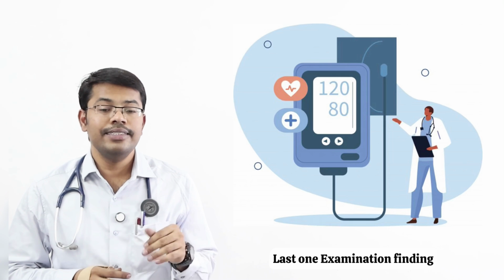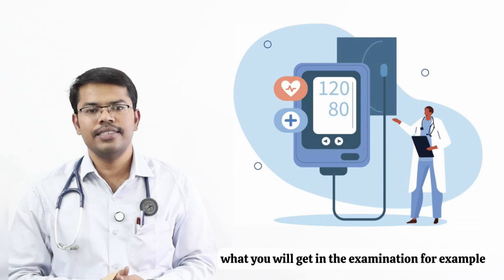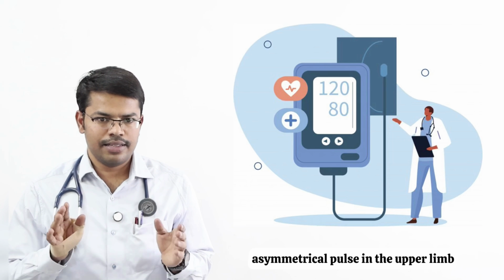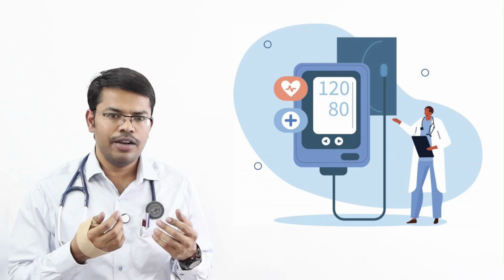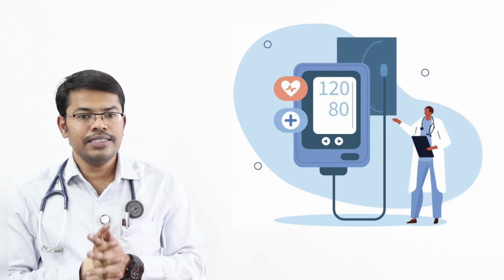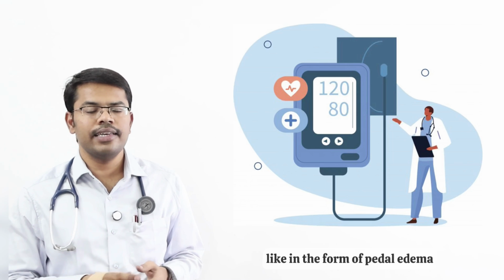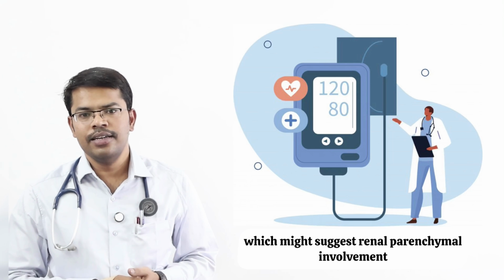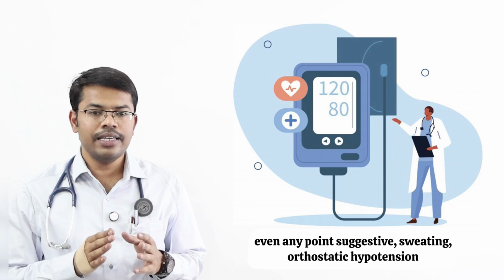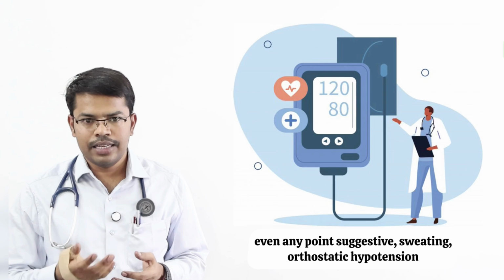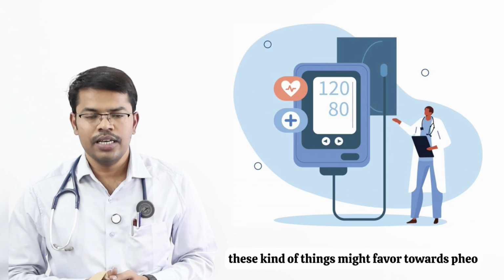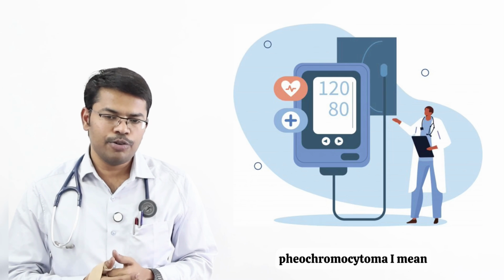Last one, examination findings. What will you get in the examination? For example, asymmetrical pulse in the upper limb or in the lower limb. Palpation of the pulse is very important. Also, some features suggestive of secondary diseases, like pedal edema, which might suggest glomerulo-parenchymal involvement, abdominal bruit, and sweating, orthostatic hypotension. These kinds of things might favor pheochromocytoma, which is very rare.